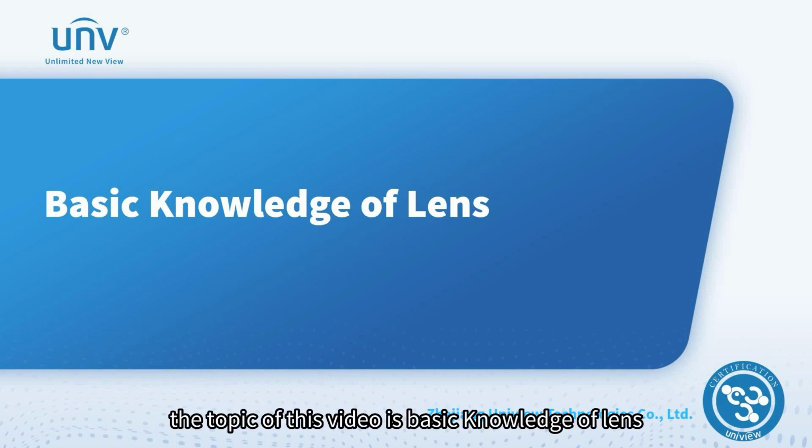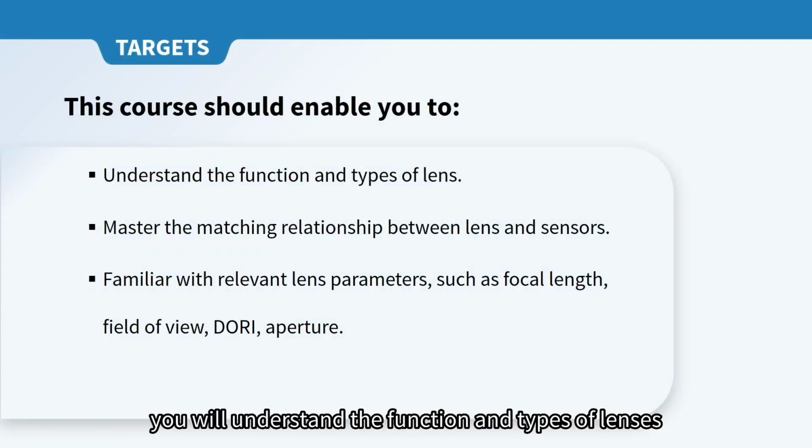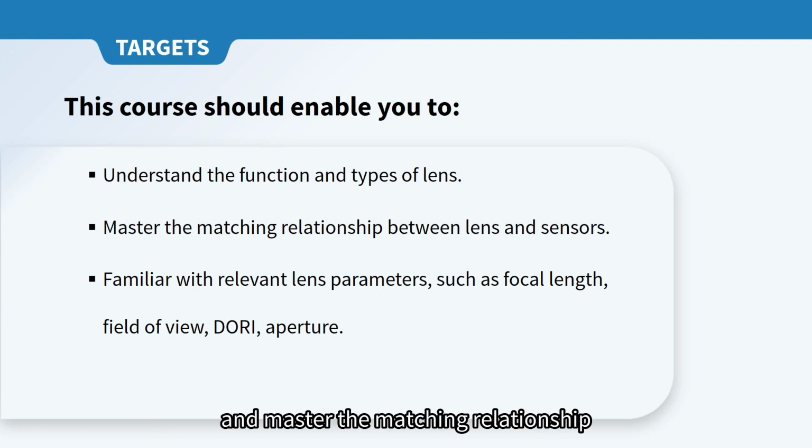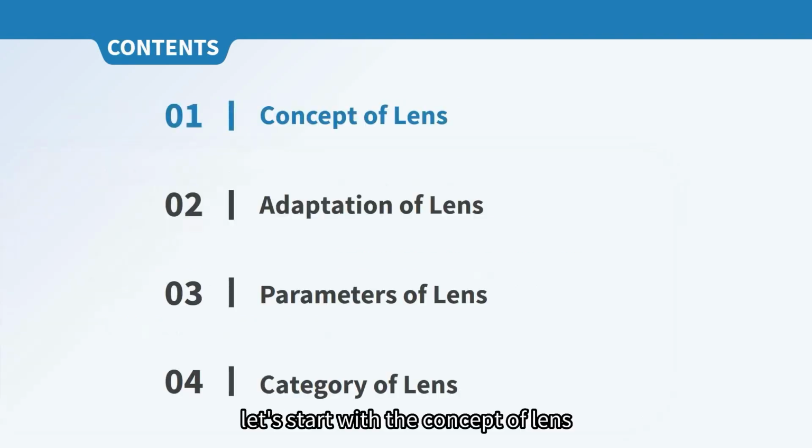The topic of this video is basic knowledge of lens. After you have learned this course, you will understand the function and types of lenses and master the matching relationship between lens and sensors, as well as get familiar with relevant lens parameters such as focal length, the field of view, DORI, and aperture. Let's start with the concept of lens.